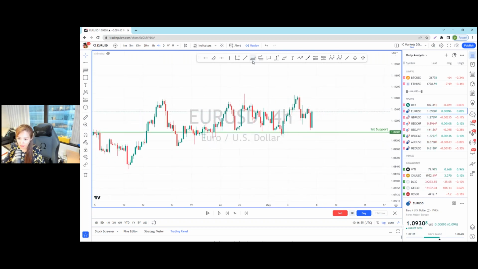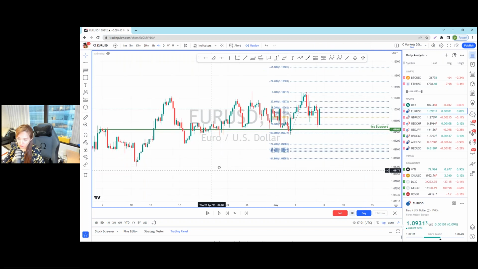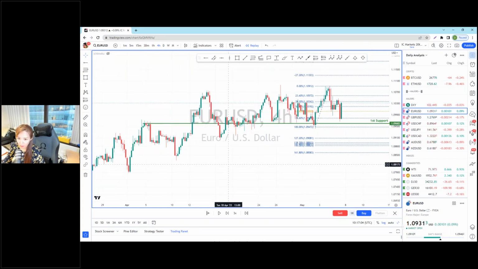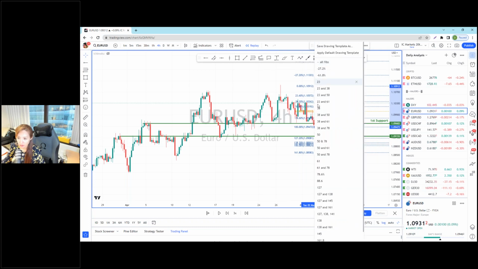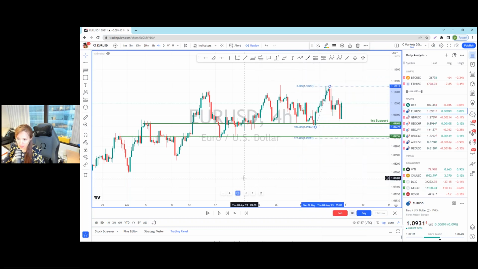For example, here I draw Fibo first. Okay, you see, I draw Fibo like that. The next level for my support level, I'm going to pick this one. Why do I choose this one? Because it's somewhere around the extension, which is 127.20%. So I only show it like this.